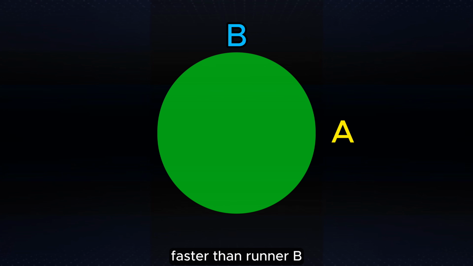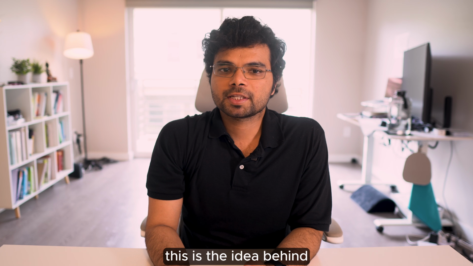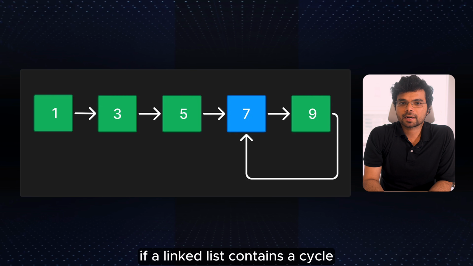Runner A moves faster than runner B. Since the track is circular, runner A will eventually pass runner B. This is the idea behind fast and slow pointers. Using this approach, you can check if a linked list contains a cycle.